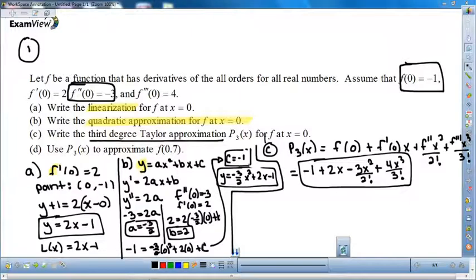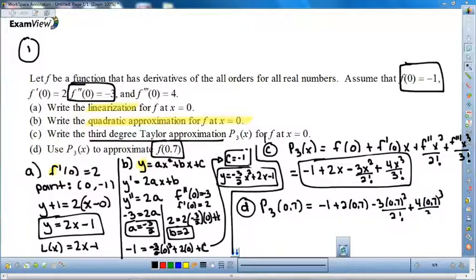Taylor approximation. So part D asks us to approximate f of 0.7 using the Taylor approximation. So substituting 0.7 wherever I see an x and then using my calculator to find what this is. This turns out to be -0.06.